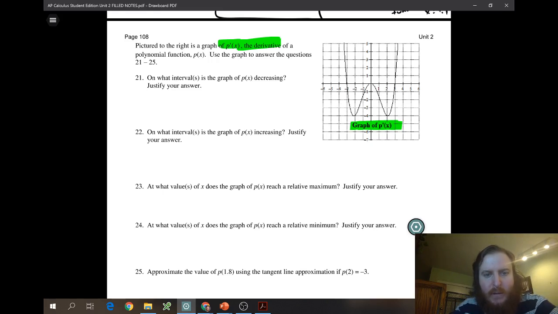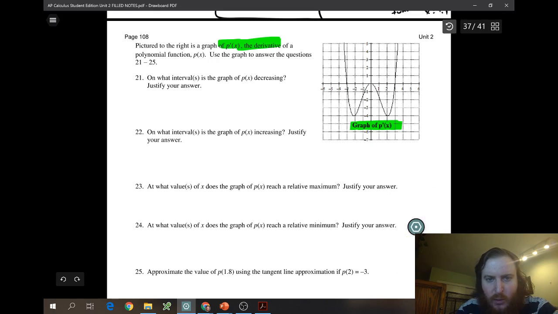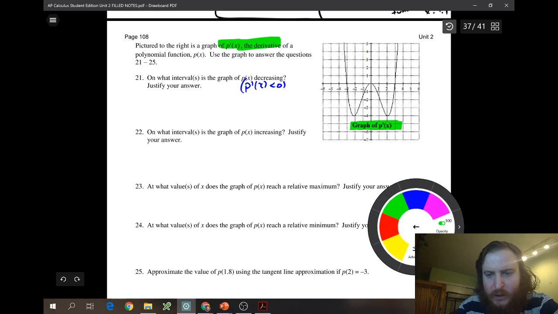So on what interval is the graph of p of x decreasing? So what are we going to think? p of x decreases when, with that chart, p prime of x is less than 0. That's what we want to remember. So where is our graph less than 0 here?